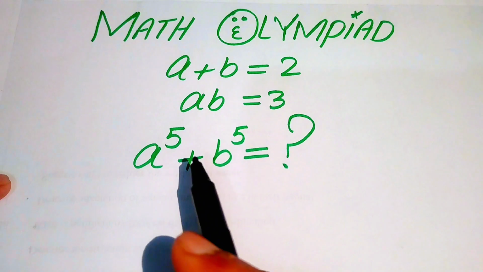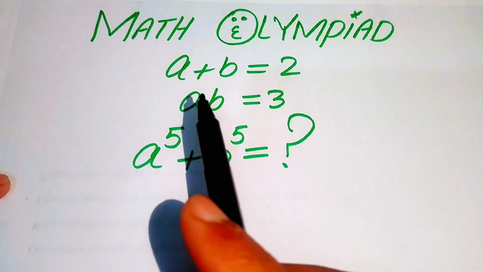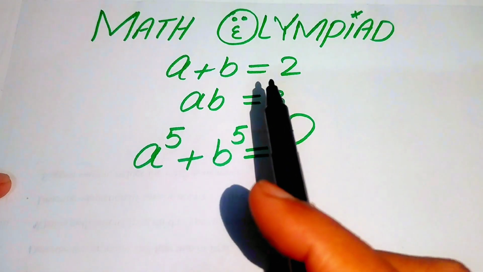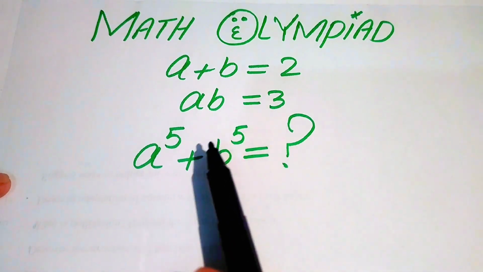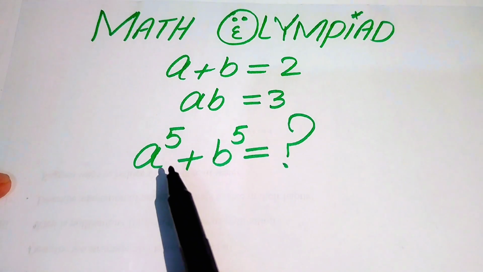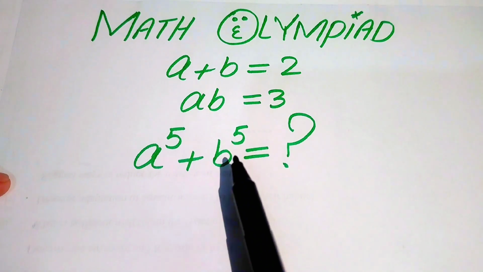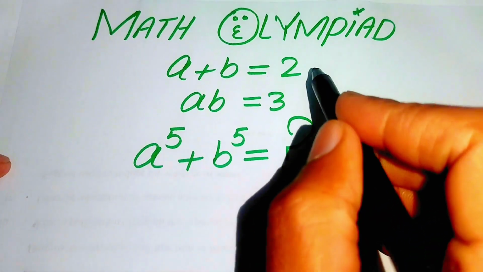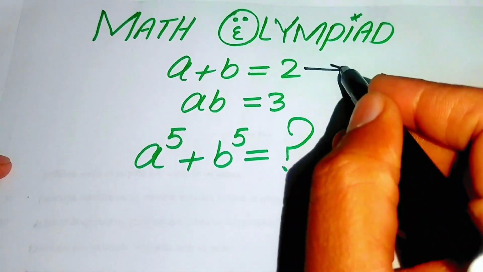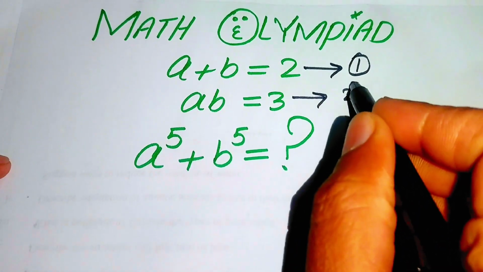In this video, we are going to solve this nice math Olympiad algebraic problem. Here we have a plus b equals 2 and a multiplied by b equals 3, and we find the value of a to the power of 5 plus b to the power of 5. The very first step is we call this equation number 1 and we call this equation number 2.